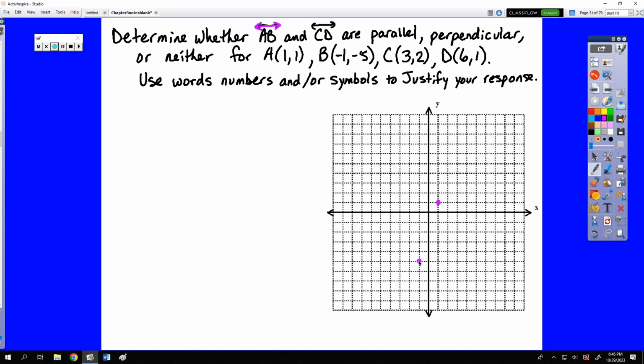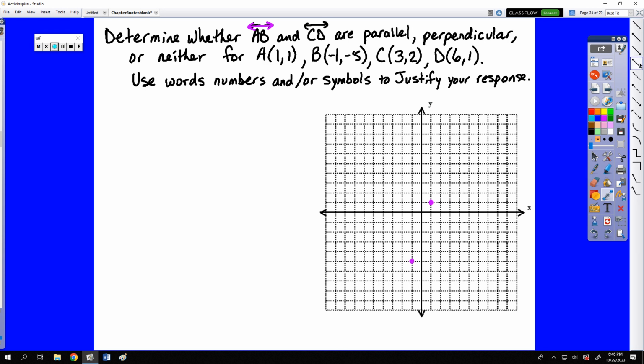What we're going to do is use a straight edge to draw a straight line through those 2 points. All right, so let's see here. That would look something like this.